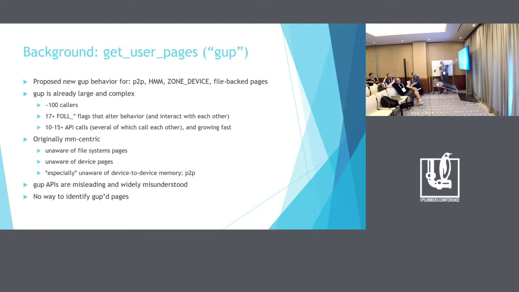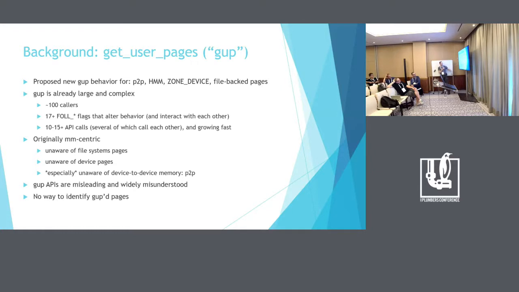We've got maybe 100 call sites, depending on how you count it, where people are calling get user pages. We've got 17 plus flags. The plus means that I've submitted a patch to add more flags. You'll see them in the next slides. So there's an awful lot of stuff there. And then we've got 10 or 15 API calls. I've got a nice little slide coming up where I show how it kind of multiplies out. This is a complicated thing.